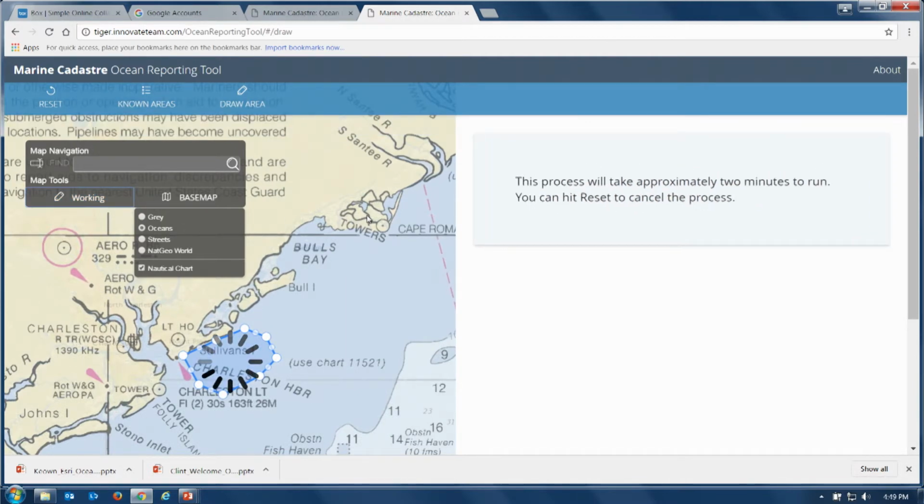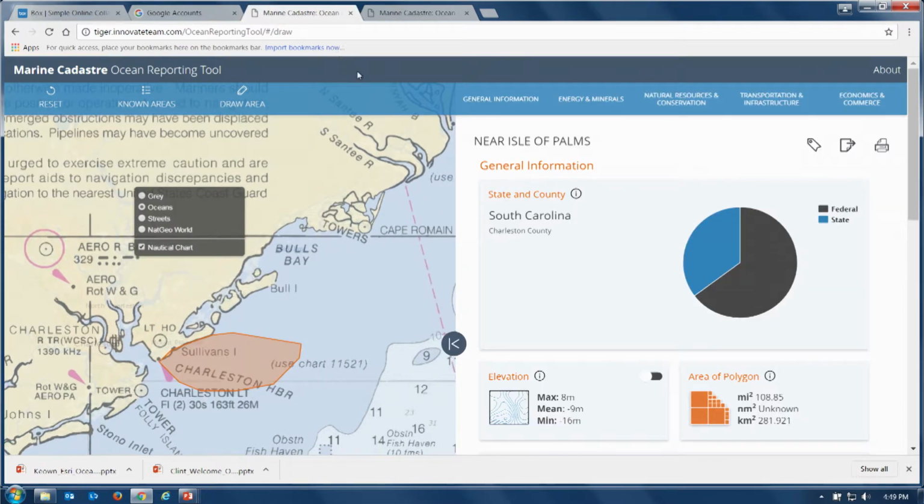Now it's having to process probably 50 to 75 data sets, map services, so it's going to take 2 minutes. I'm not going to keep it here for 2 minutes. I've already generated a report here earlier. So this is the area that I just drew, and it's giving you information near the Isle of Palm, South Carolina, and it's telling you what percentage is state, 32% versus federal at 64%. It's giving you that general site characterization information here.